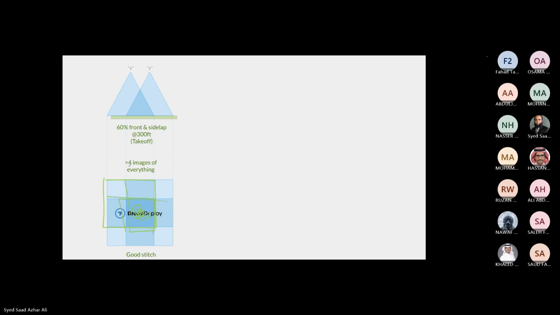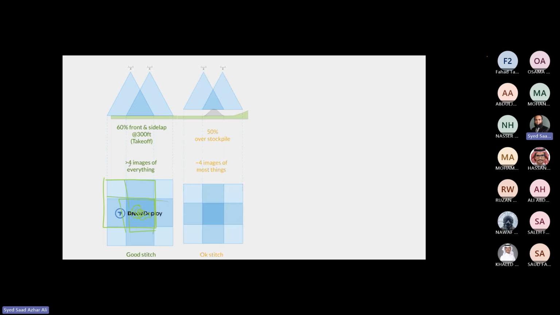So what's next? Yeah, this is another thing. For example, this is a drone flying at a particular height, and you can see that there are 60% front and side overlap, both ways, at 300 feet. Okay. If these are the images, this is one image, this is the second one, the third one, and the fourth image. You can see this region has at least four images, which is good enough.